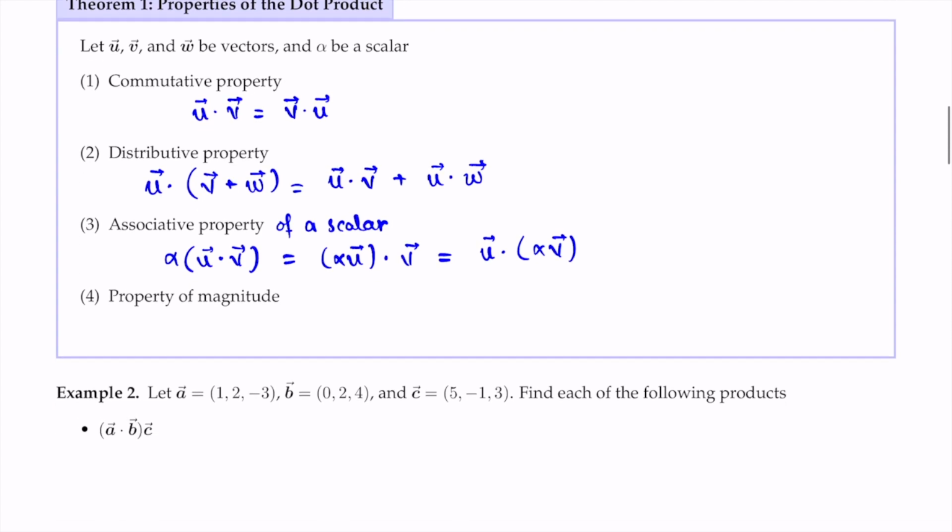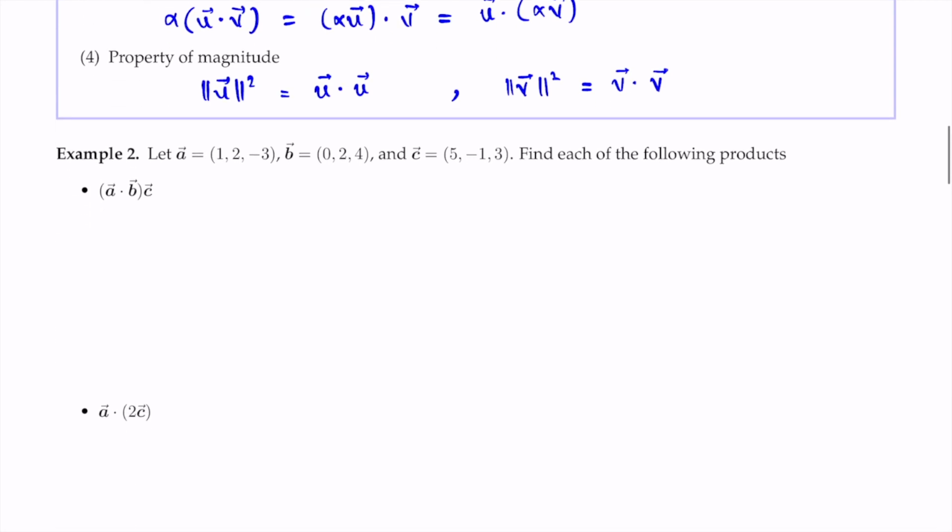The last one is quite important, which is the property of magnitude. So the magnitude of u squared is equal to u dot with itself. Or of course, when you do the magnitude of vector v squared, this is equal to vector v dot with itself. So armed with these properties, we're going to go to example 2.